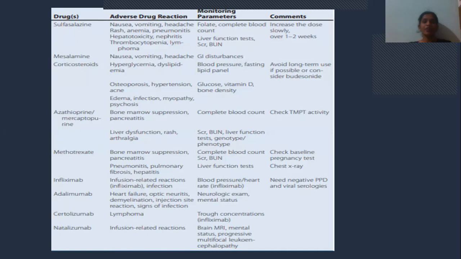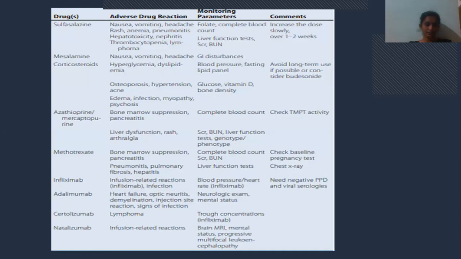If we are giving corticosteroids, we have to regularly monitor blood pressure and fasting lipid panel. That is, fasting lipid profile also we have to monitor. For corticosteroids, we should avoid long-term use if possible, or consider budesonide. That means instead of methylprednisolone and hydrocortisone, we can use budesonide.